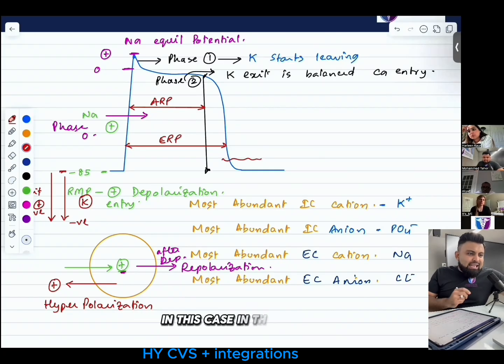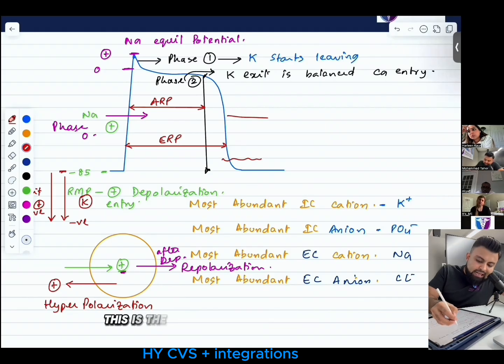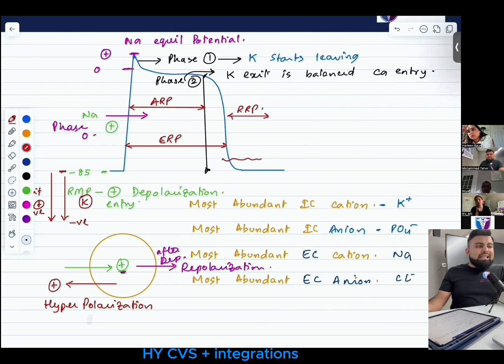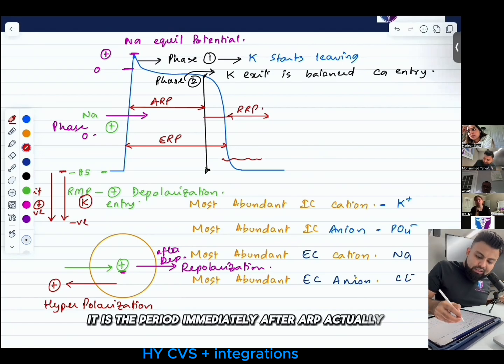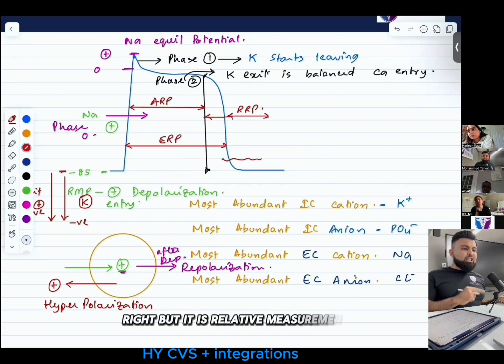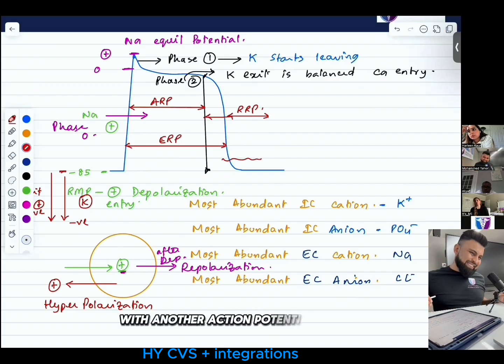Relative refractory period is a relative measurement. In this case, you are comparing. This is the relative refractory period, RRP, which is low yield. Just wanted to mention that it is the period immediately after the ARP, but it is a relative measurement with another action potential.